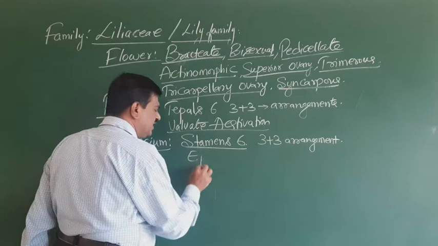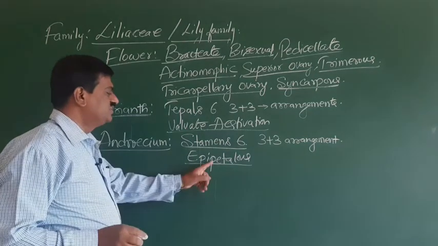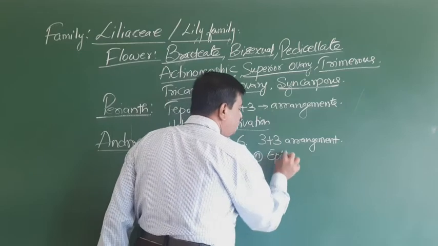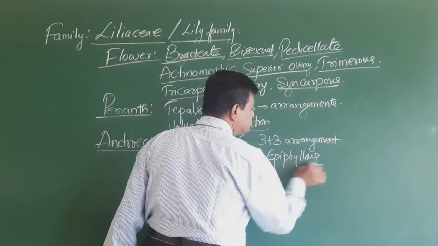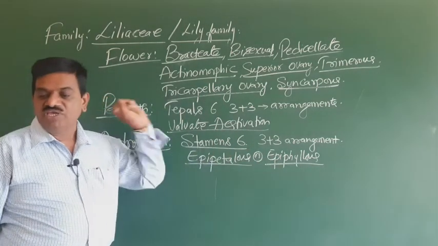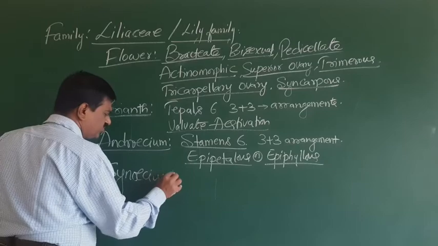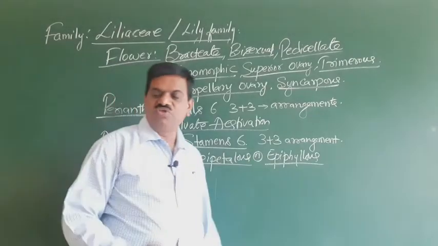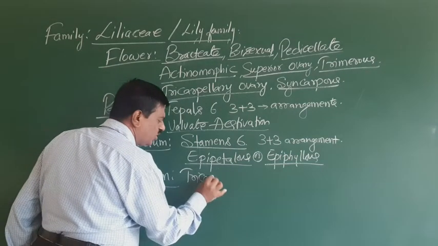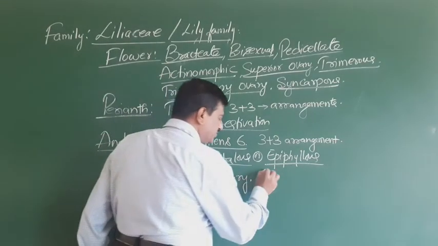The next one is called as Epi Petalus. So here the stamens are attached to the petals, but we use a word Epi Petalus. It is attached to the perianth. So stamens are attached to the perianth. We use a word Epi Petalus arrangement. Next we go for Gynoecium. So Gynoecium is nothing but female reproductive system. There are presence of 3 carpels, hence it is called as tricarpillary. Tricarpillary ovary, and ovary is superior.